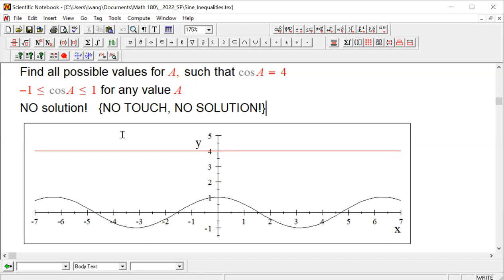Okay, so that's all for this lesson. We've covered very thoroughly all the cases of simple cosine equations.